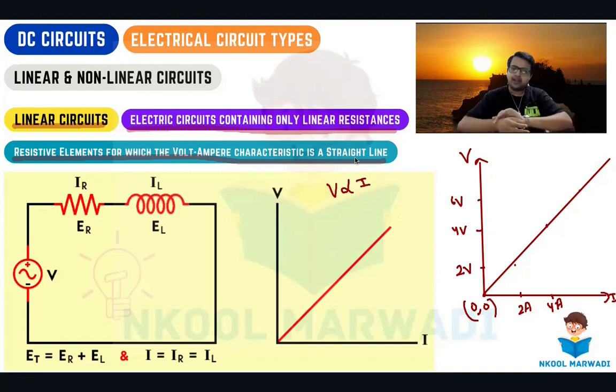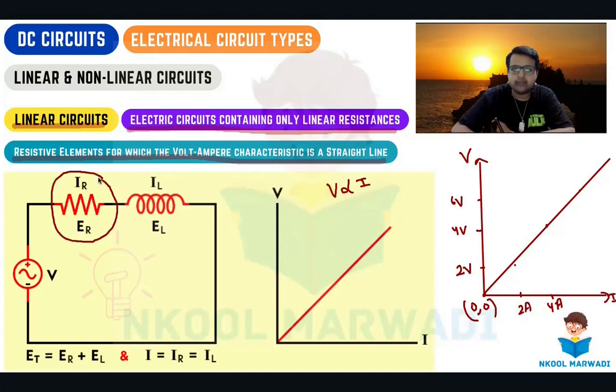It means that in a linear circuit, if you increase the potential difference, if you increase the voltage, definitely current will increase for sure. For example, here I have one example of a linear circuit wherein I have a resistance which is connected in series with an inductor. So this resistance and this inductor are connected in series.